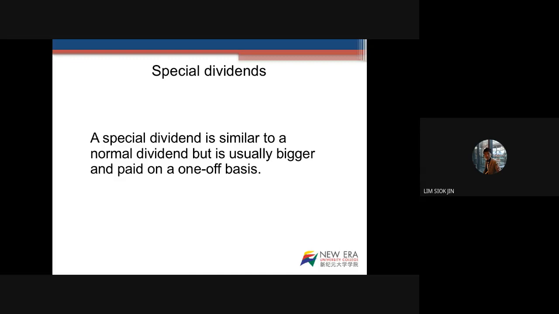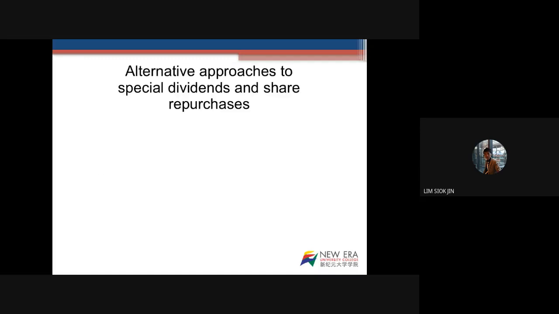Special dividend is when the company makes a lot of profit, they announce a special dividend, like a bonus, paid in a one-off.